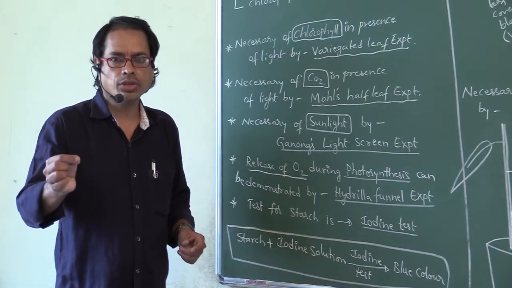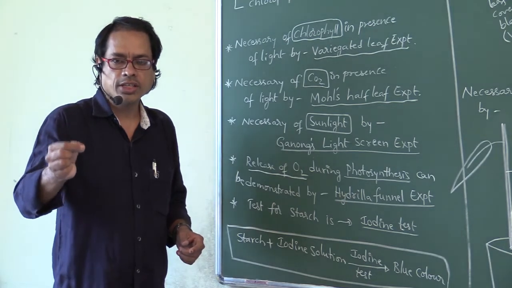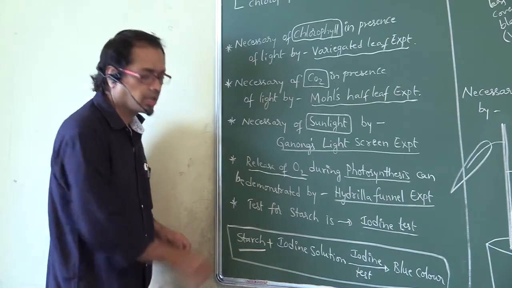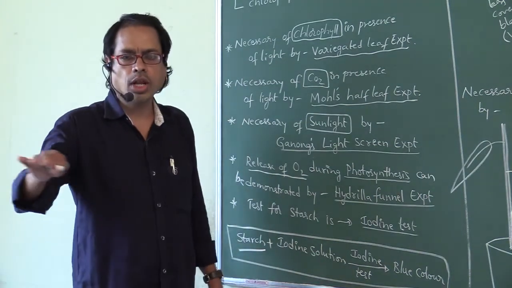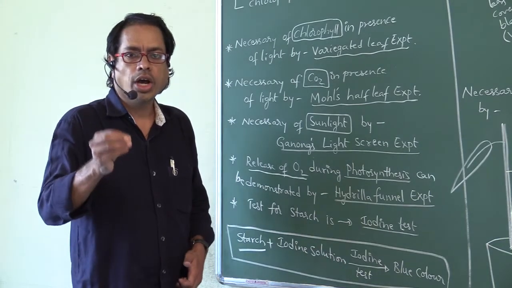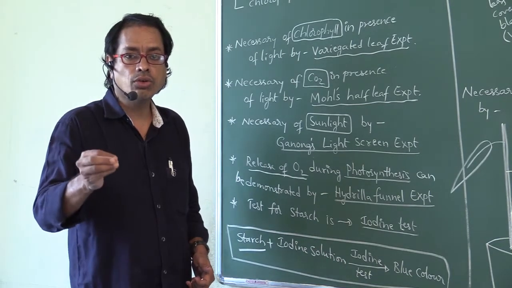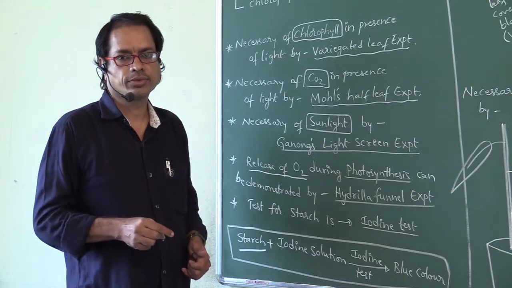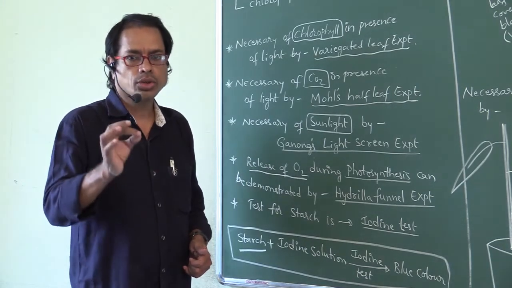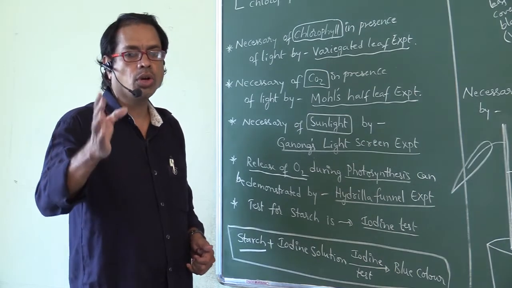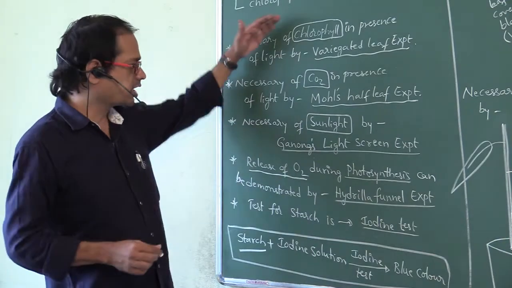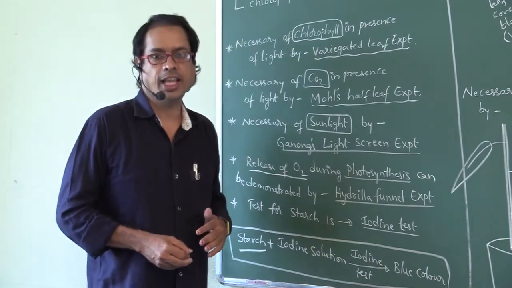If we use the iodine test and a blue color is obtained, that substance can be called starch. If no blue color, there is no starch. Starch will give a positive iodine test. Positive test means which color will be obtained? Blue color. So iodine will give blue color if starch is present. These experiments we have to discuss in detail.